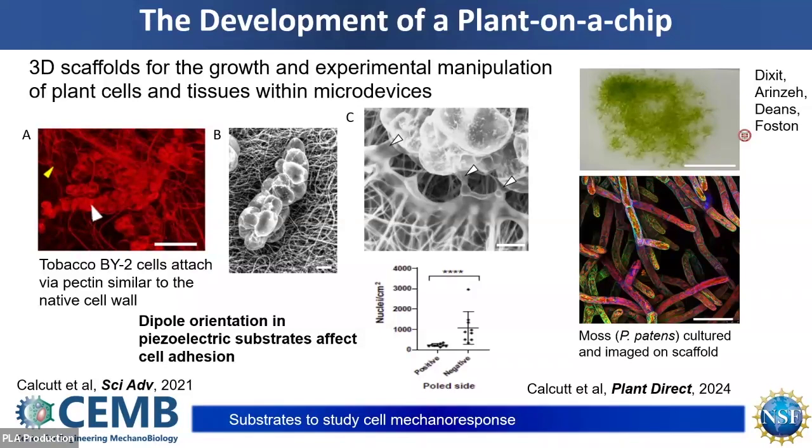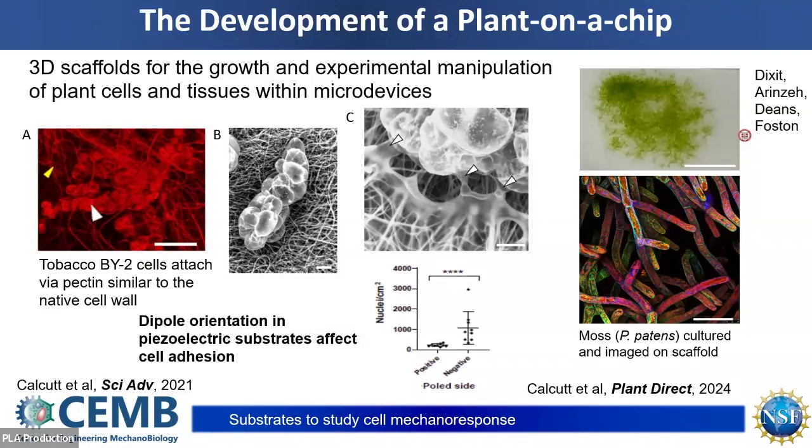So what about these piezoelectric fibers? We're still beginning to learn more about it, but in piezoelectric materials, you generally have these dipole orientations. What we found was that on the poled, negative side of these materials, that's where you're getting good adhesion of those cells, and to a lesser extent on the positively charged side. We've also just published that not only can tobacco BY2 cells attach, but we can grow moss on these fibrous matrices.